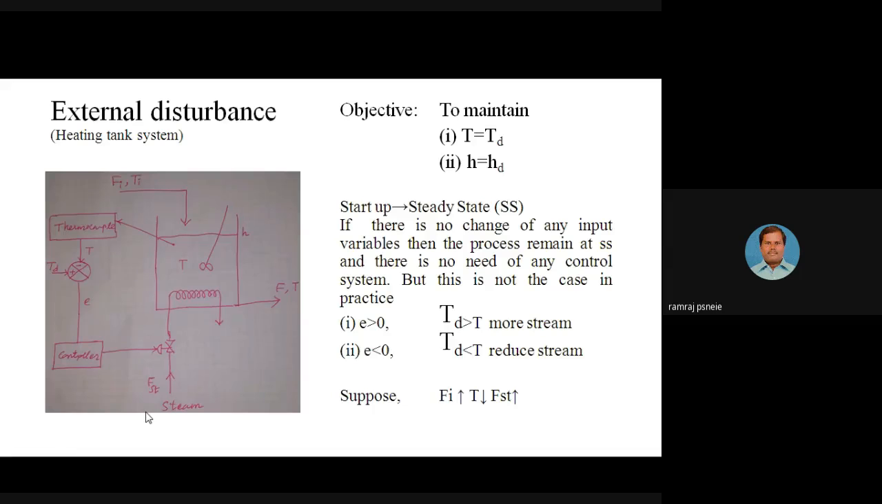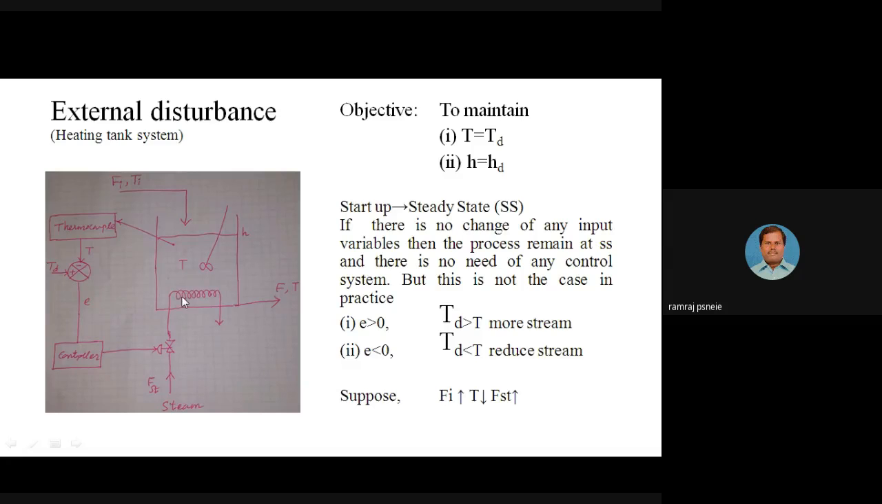First case is external disturbance. For explaining the external disturbance, I take the example of a heating tank system. This one is the tank. Okay, in the tank, the inlet liquid is coming with the flow rate of F suffix I and temperature T suffix I. And liquid leaving from the tank is flowing with the flow rate of F and temperature T degree centigrade.